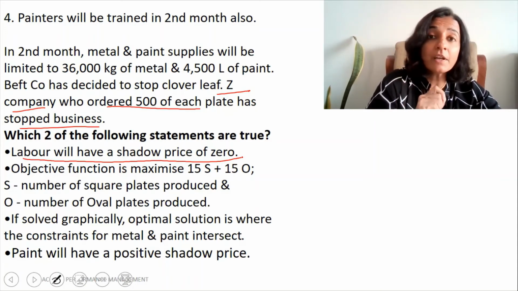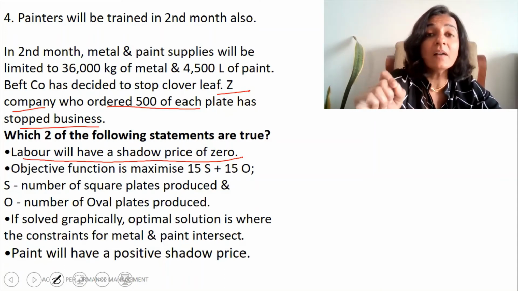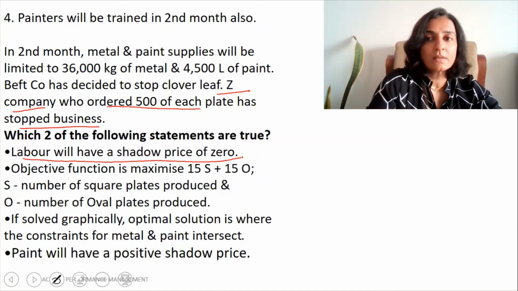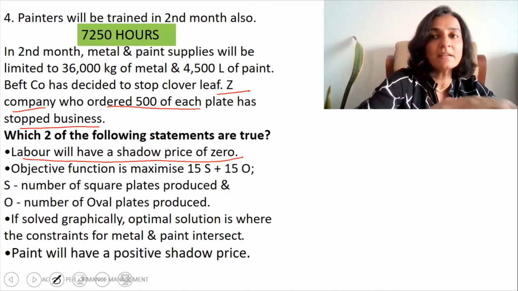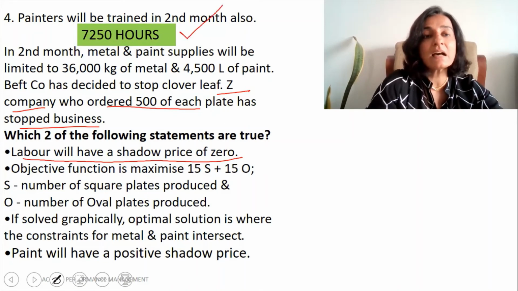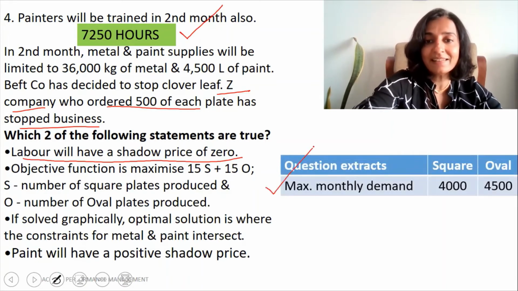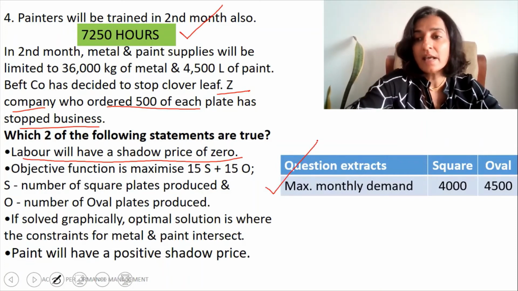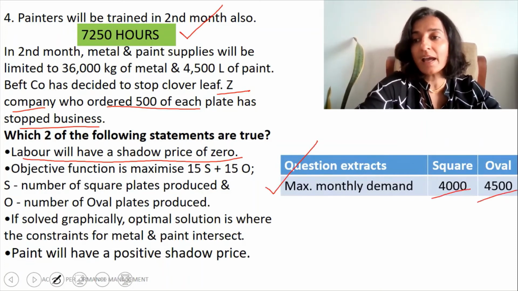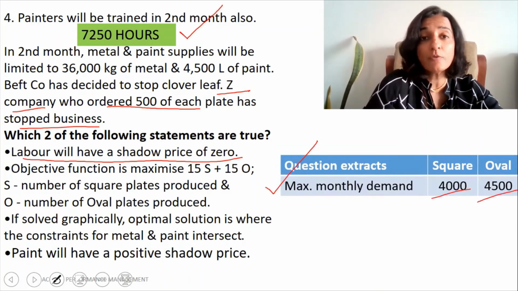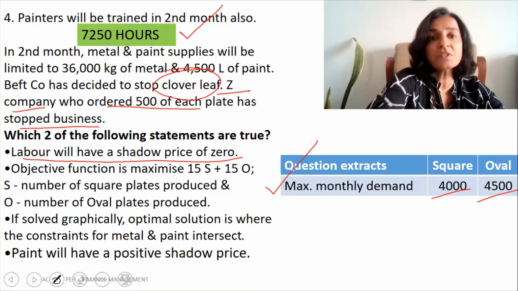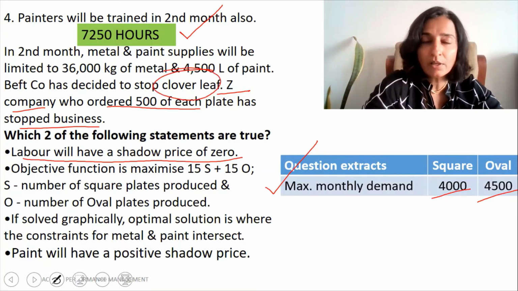So what you have to find out is whether the labor hours are a scarce resource. So I will copy the relevant question extracts. In the first part of the question, they had said that the labor hours are limited to 7,250 hours. And further in the question, they had said that the maximum monthly demand is 4,000 units of square and 4,500 units of oval. Since they have stopped the clover leaf, we are not worried about that product.